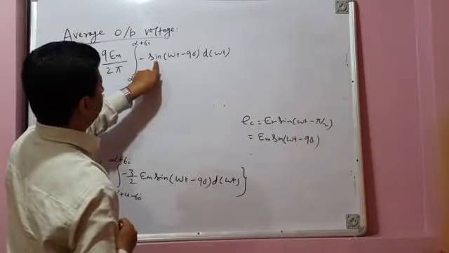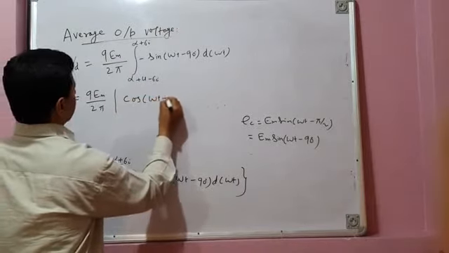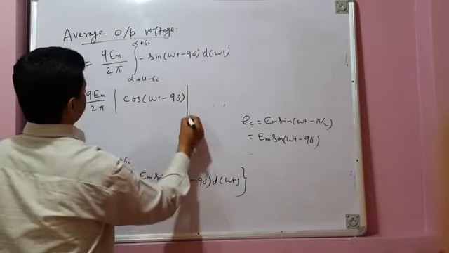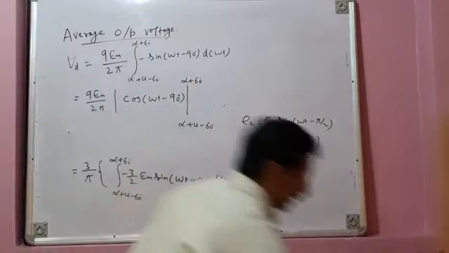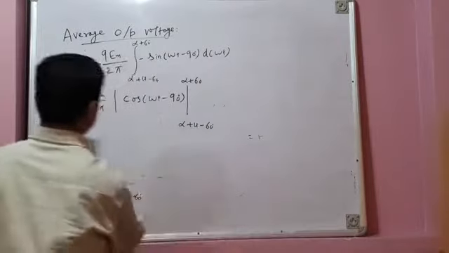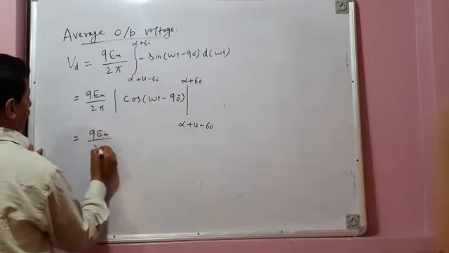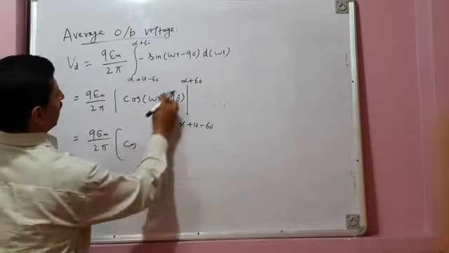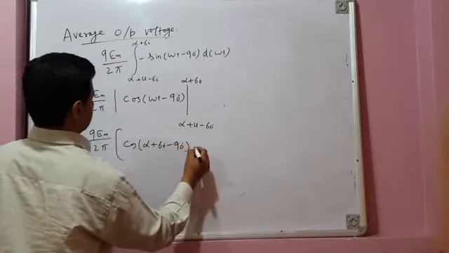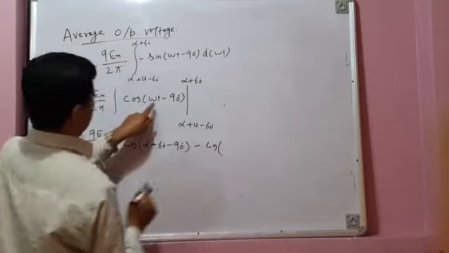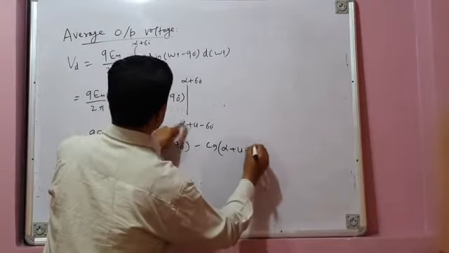What is the integration of sine? It is minus cosine. There is already a minus there, so it is plus, minus and minus plus. Cosine of omega t minus 90 degrees, and the limits of integration are alpha plus u minus 60 degrees to alpha plus 60 degrees. Let us further simplify this. So this gives 9 EM by 2 pi times cos of omega t. You substitute alpha plus 60 degrees, so this is alpha plus 60 degrees minus 90 degrees, minus cos of omega t substituted by alpha plus u minus 60 degrees and then minus 90 degrees.